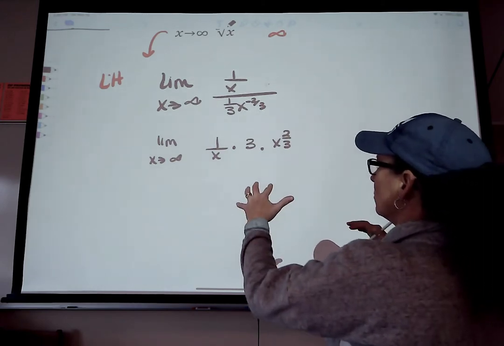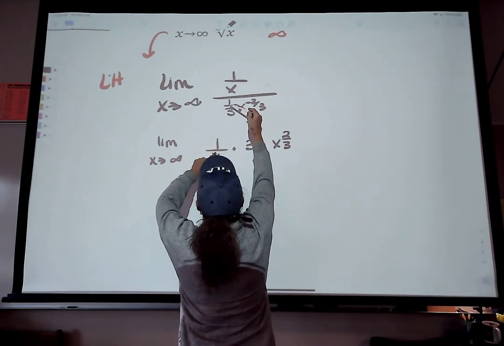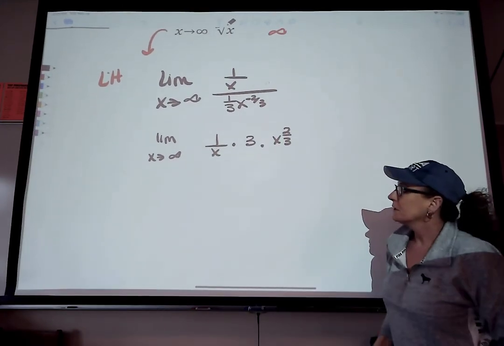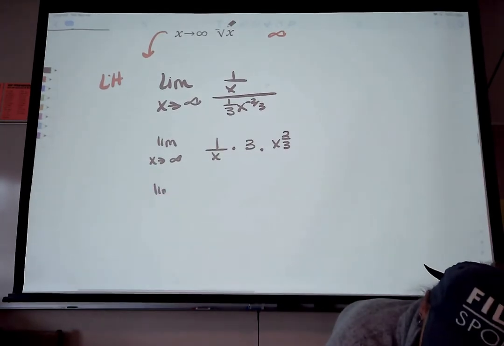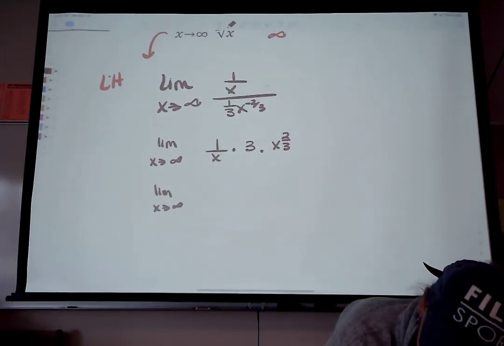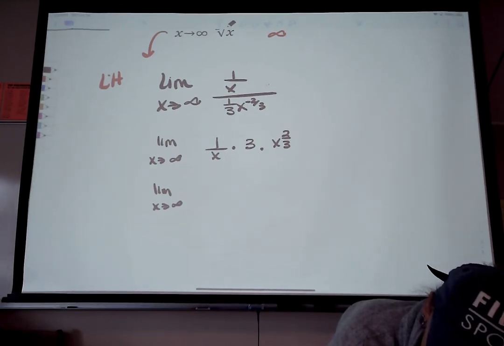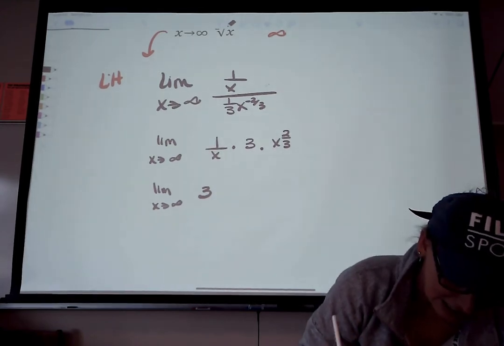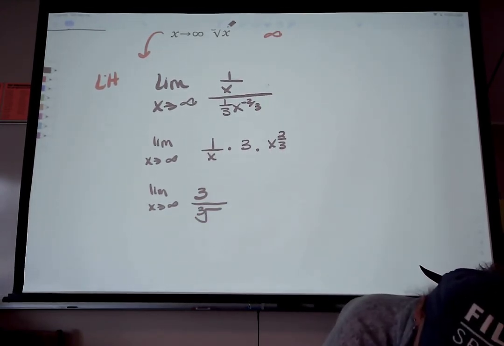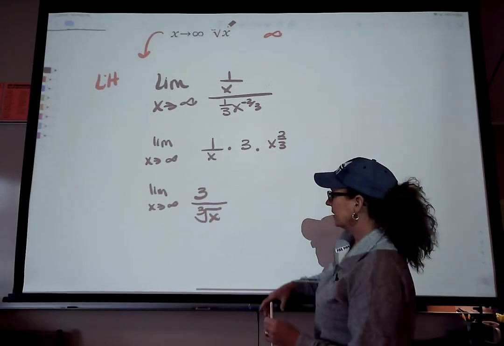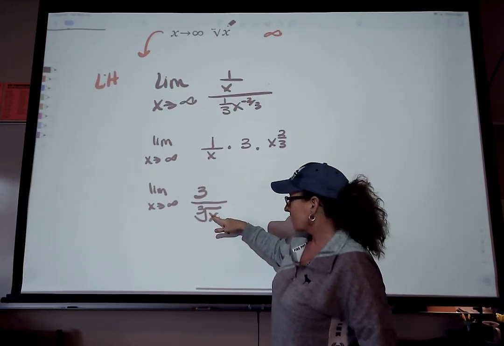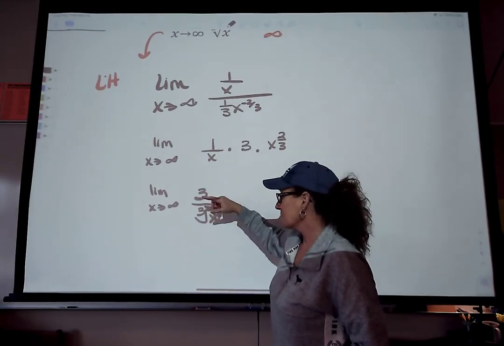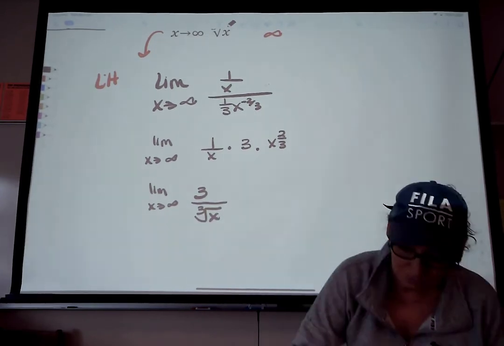Okay, so I got 1 over x divided by that, so I can do same change flip on that one. And basically I get the limit of 3 times x to the negative 1/3. So this ends up being 3 over infinity. So 3 divided by huge equals 0.